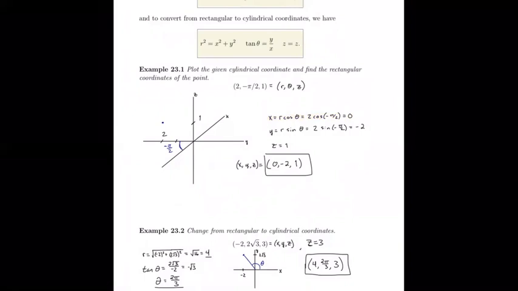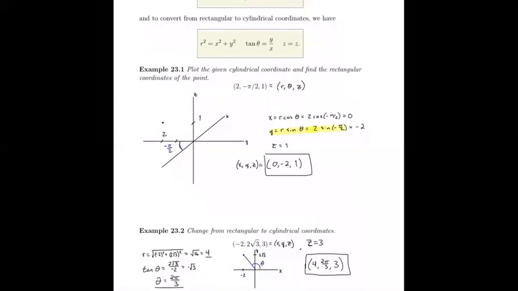Now, y is r sine theta. Moving from cylindrical to rectangular coordinates is just as easy as polar to rectangular coordinates, just following these formulas we have here. 2 sine negative pi over 2 is 2 times negative 1, so that's negative 2. Okay, and then z is just equal to 1. Extracting that directly, easy conversion every time. And we've got 0, negative 2, 1 for our rectangular coordinate x, y, z.